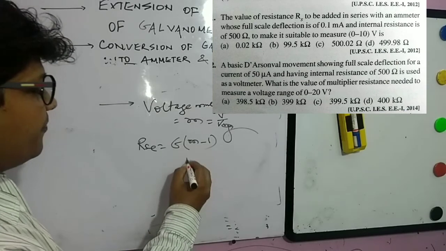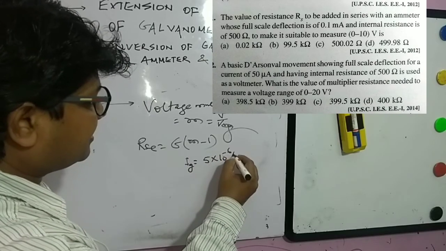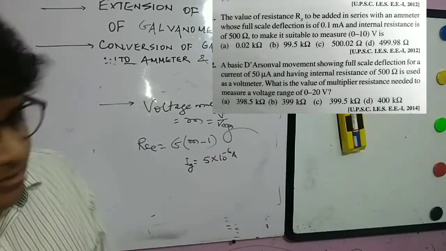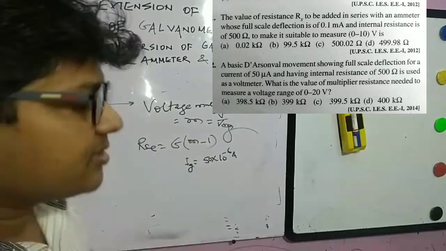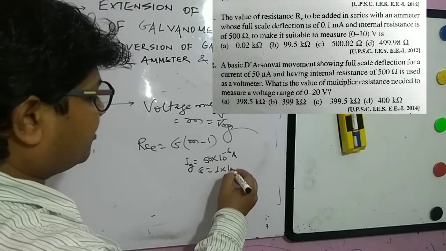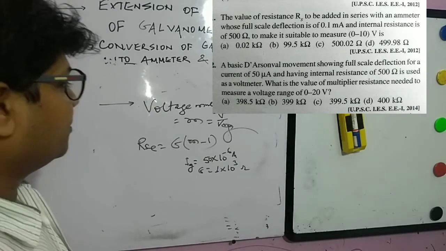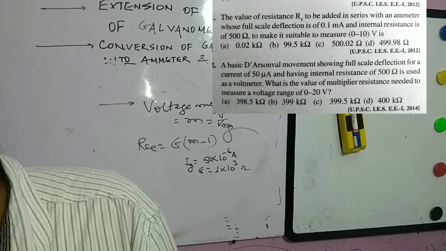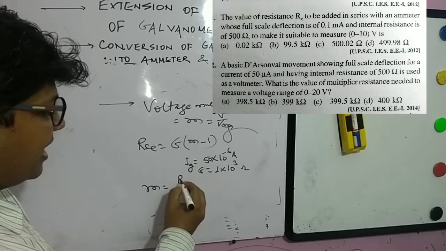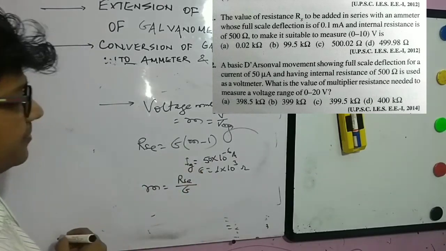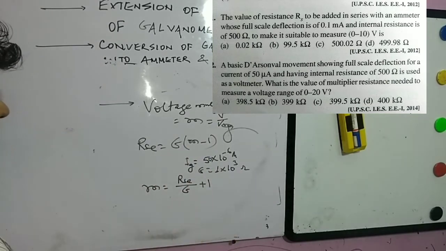The meter is given, so Ig is given. So Ig is equal to 50 into 10 to the power minus 6 ampere. And the second thing is the internal resistance, 1 kilo ohm, that is, G is equal to 1 into 10 to the power 3 ohm. Ig you have got. All right, so we have to find out the voltage multiplying factor m. So m is equal to Rse divided by G, plus 1. This is the case, right? So G we have got.